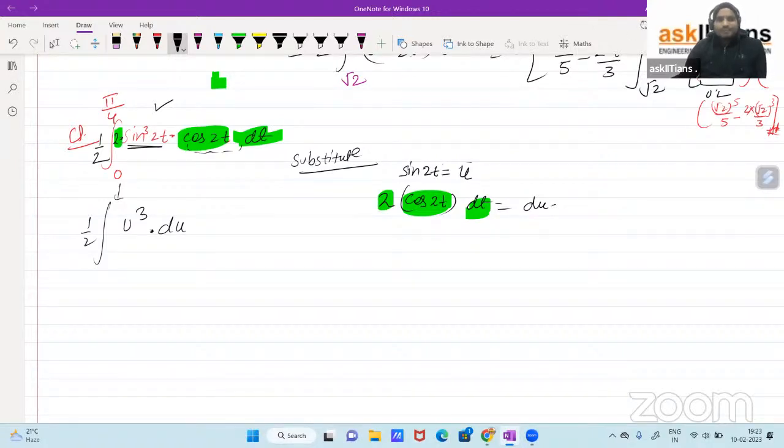Now, the limits of the variable will also be changed, yes or no? If you want to write the answer in terms of u and calculate in terms of u, then the limits will change, the limits will also be changed.